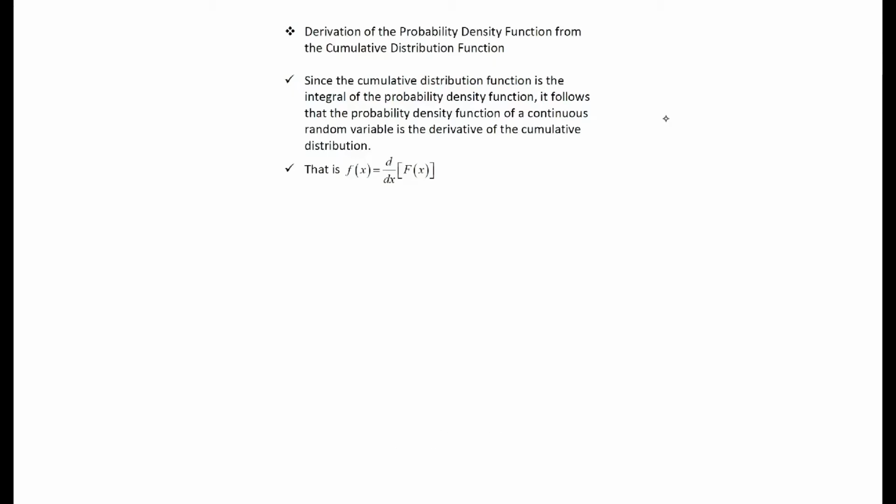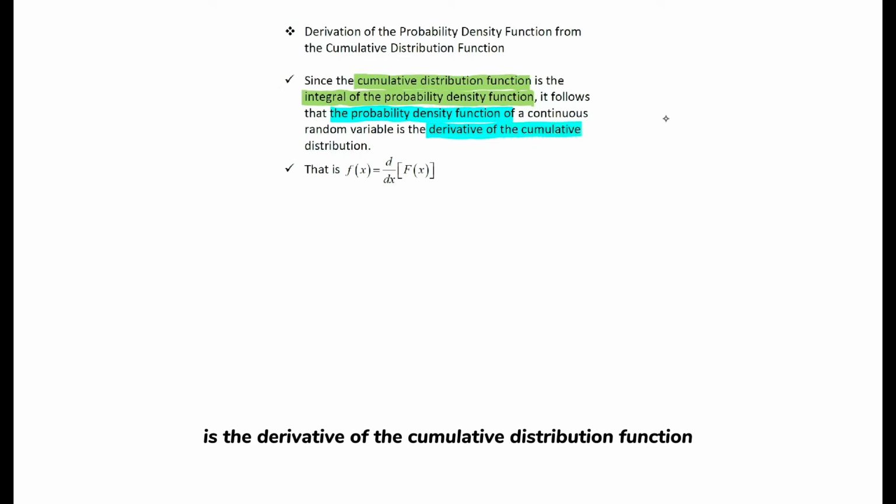In this video, we want to derive the probability density function from the cumulative distribution function. Since the cumulative distribution function is the integral of the probability density function, it follows that the probability density function of a continuous random variable is the derivative of the cumulative distribution function. That is, small f of x is equal to differentiate capital F of x.